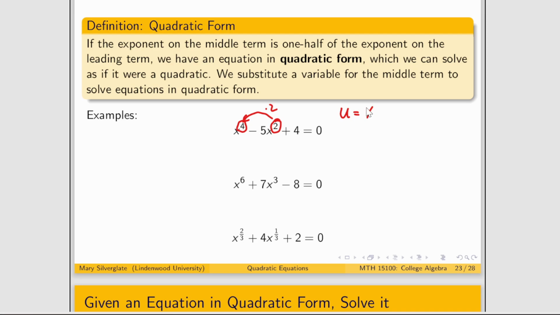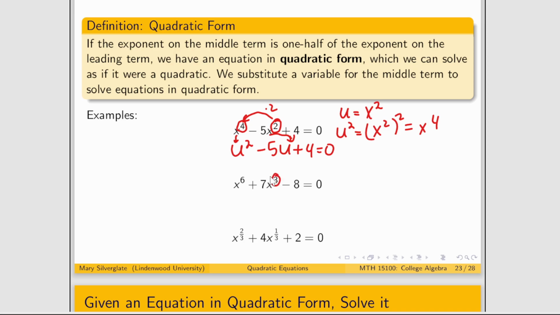So in this case, if I make u x squared, that means u squared is x squared squared, which is x to the fourth, and I could rewrite this as u squared minus 5 times u plus 4 is 0 by replacing x squared with u and replacing x to the fourth with u squared. And then this looks like something that's quadratic.